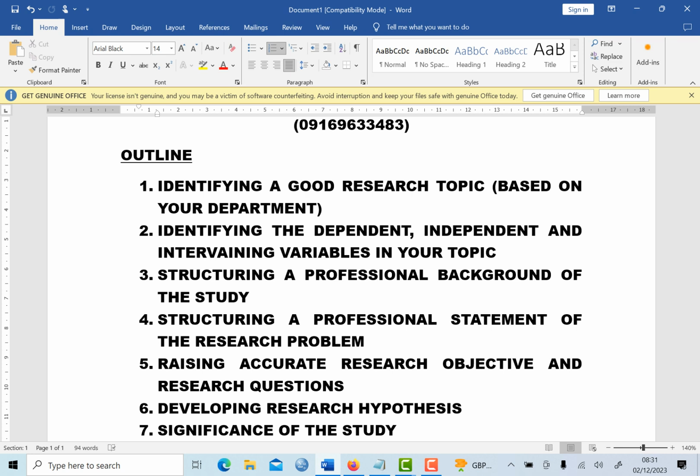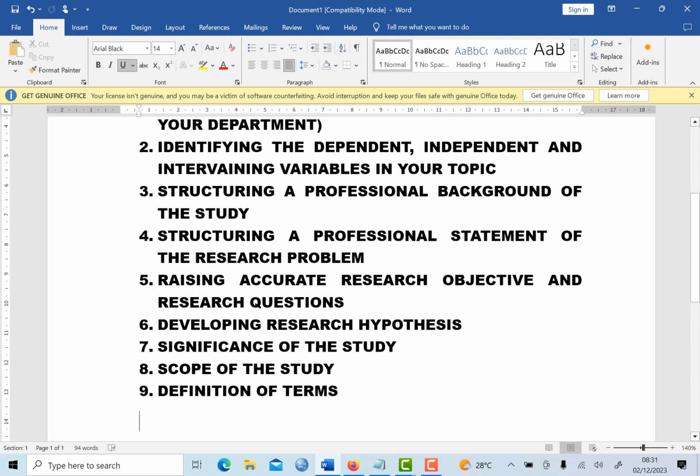The aim of every research is to solve a particular problem, a particular challenge that aspect of the system is facing. So research is identifying a background, then setting the problems that have been the reason the research was raised in the first place. So after we structure the professional statement of the problem, what are we going to do next?